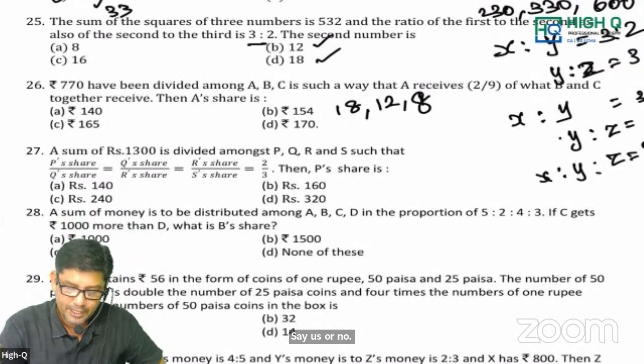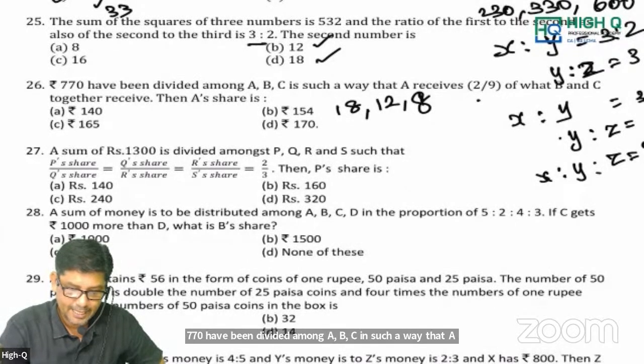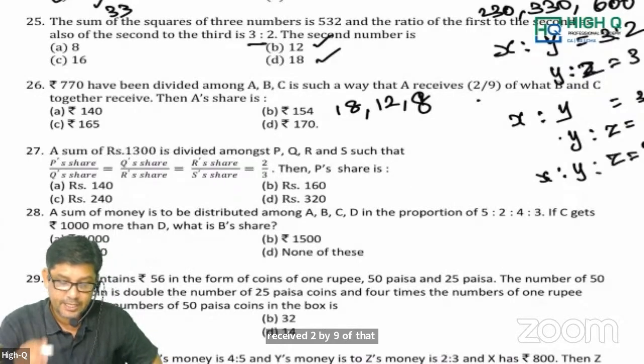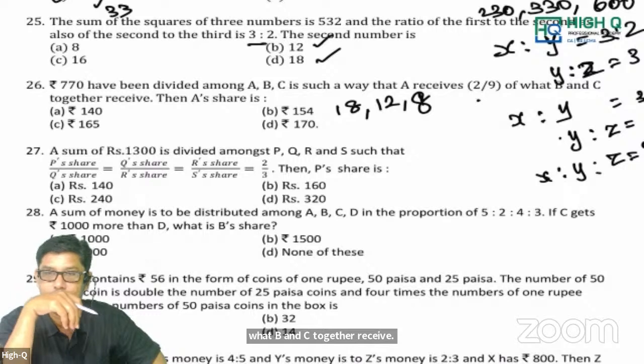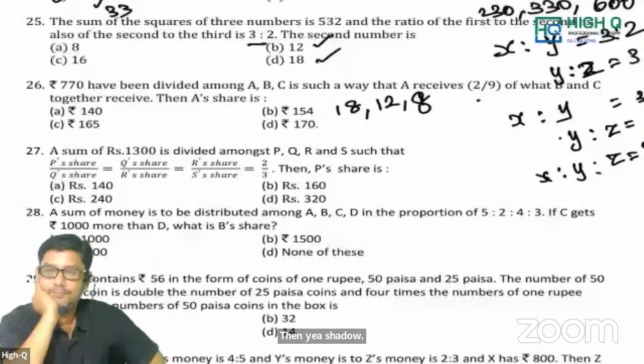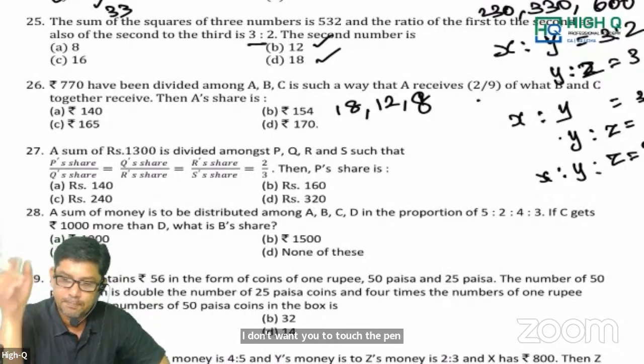770 have been divided among A, B, C in such a way that A received 2 by 9 of what B and C together receive. Then A's share? Very simple. I don't want you to touch the pen to answer the question. Simply, I want you to do it.